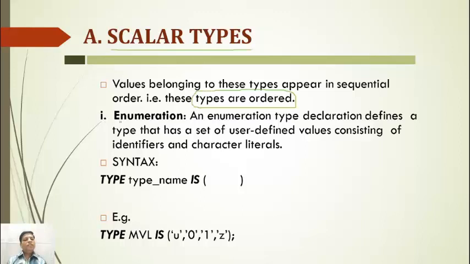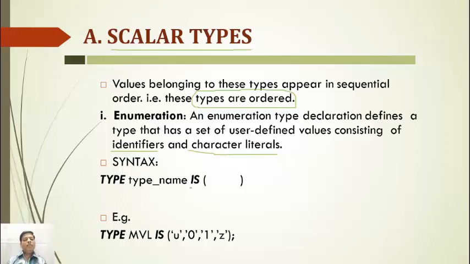In that, first, enumeration. Enumeration, the name itself indicates that it may be in a sequential manner. An enumeration type declaration defines a type that has a set of user defined values consisting of identifiers and character literals. Syntax.